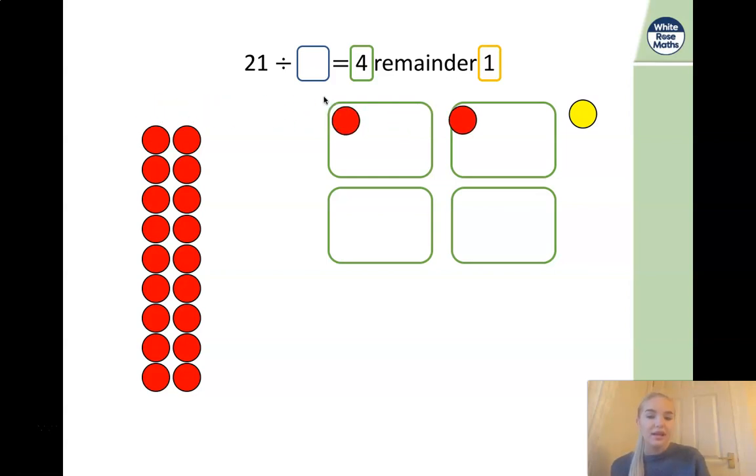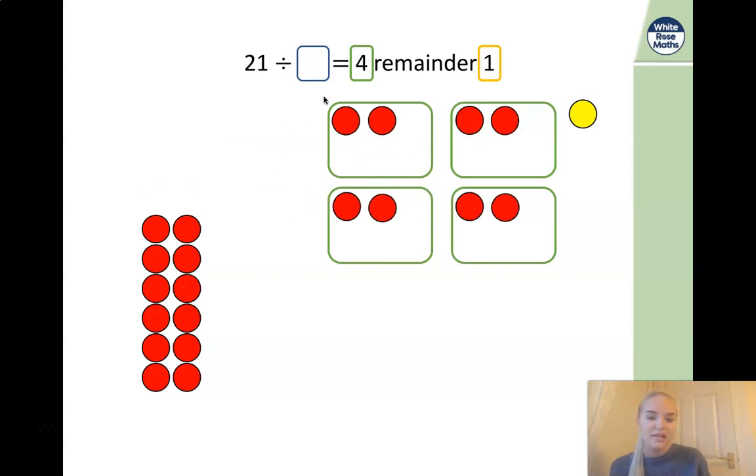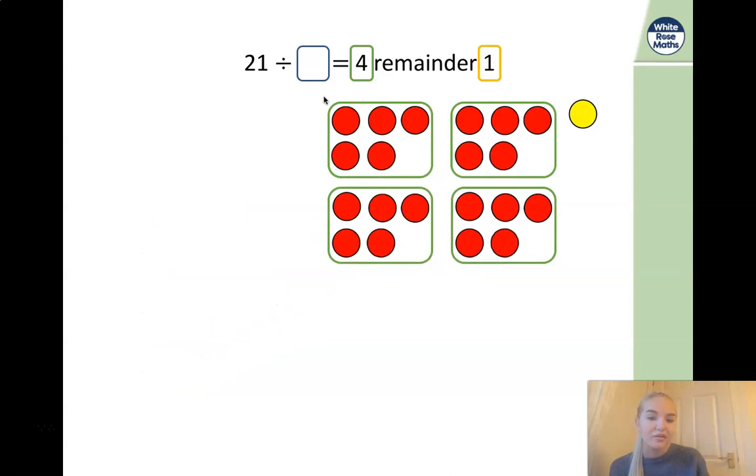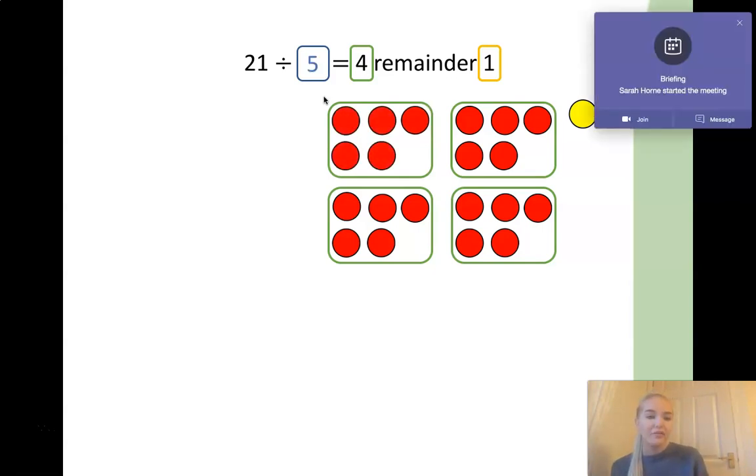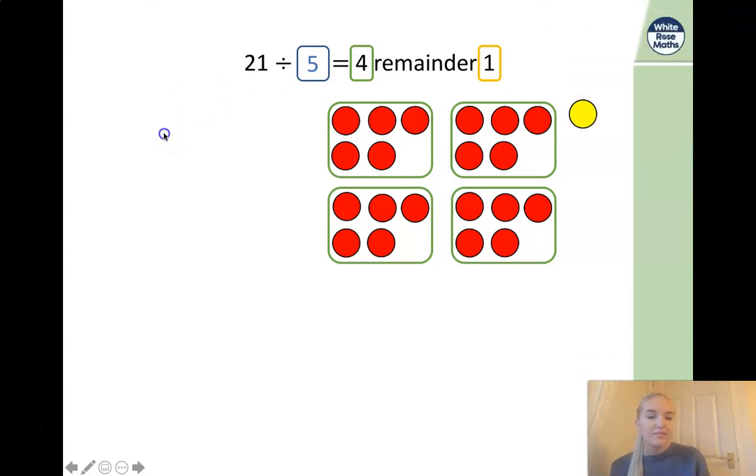So I'm going to begin by putting 1 counter in each box. And I can see that I've got an equal amount of counters in each box, so then I can start to spread the other counters out too. So that's exactly what I'm going to do until all of my counters have been placed. How many counters do I have in one of my groups of 4? I can see that I have 5 counters in one of my groups. So 21 divided by 5 gives me 4, remainder 1.